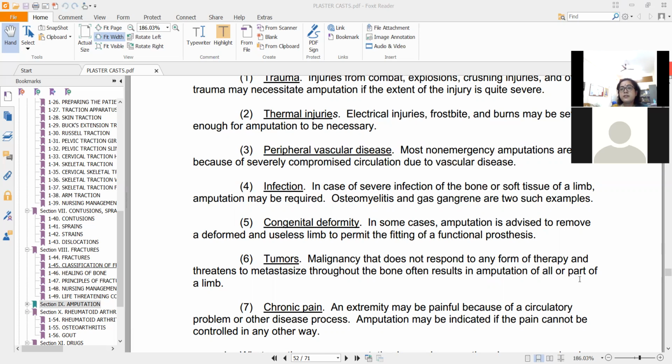In case of some debilitating disorders, like I told you, a complication of diabetes mellitus, right? The patient has a severe peripheral vascular disease, and in that case the patient is not able to ambulate, not able to continue even his normal activities, right? So in that case also, the patient needs to be considered a candidate for amputation.